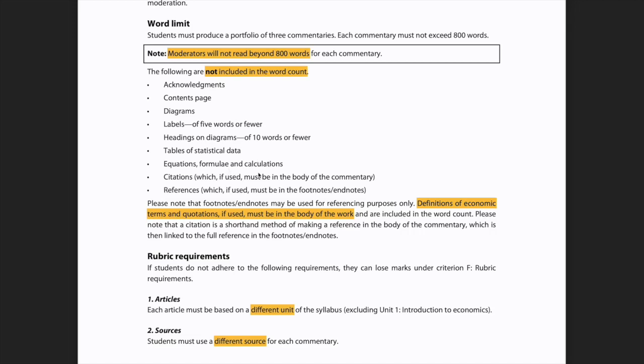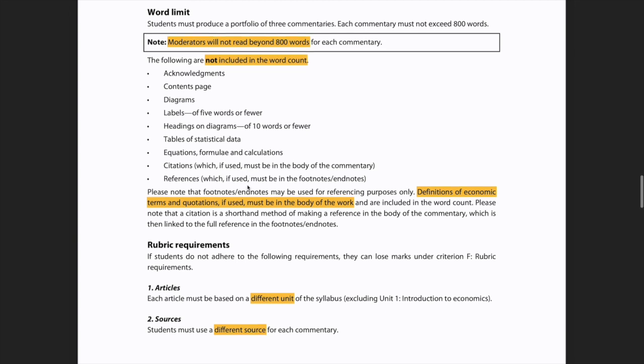Equations, formula, and calculations may be inserted or referred to in the article. Citations here means in-text citations. For example, using MLA, you can just use parentheses on the author or author's names. References here refer to bibliography or works cited page or footnotes or endnotes. And finally, definitions must be given in the body of the commentary and not in footnotes or endnotes.